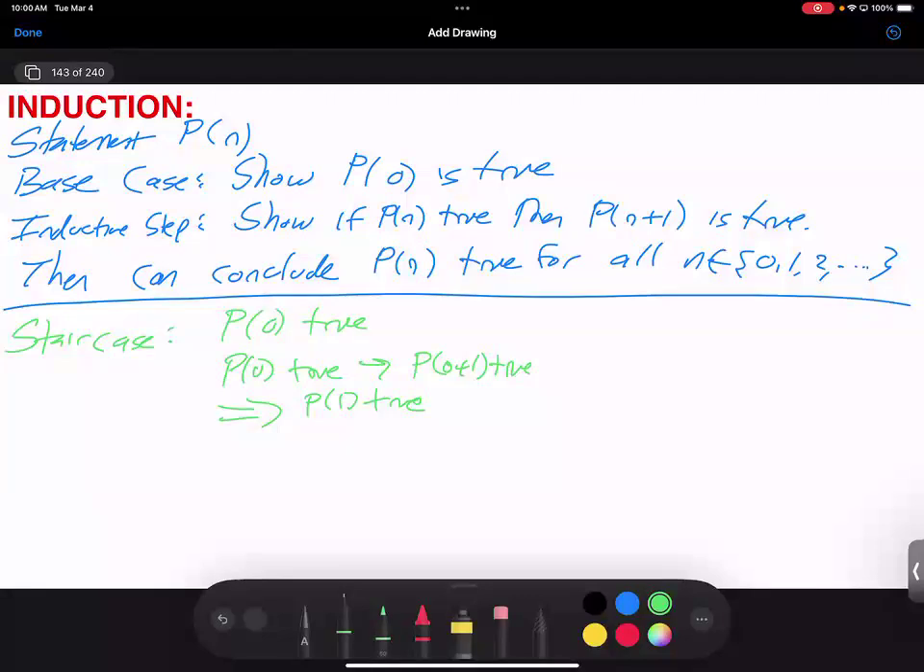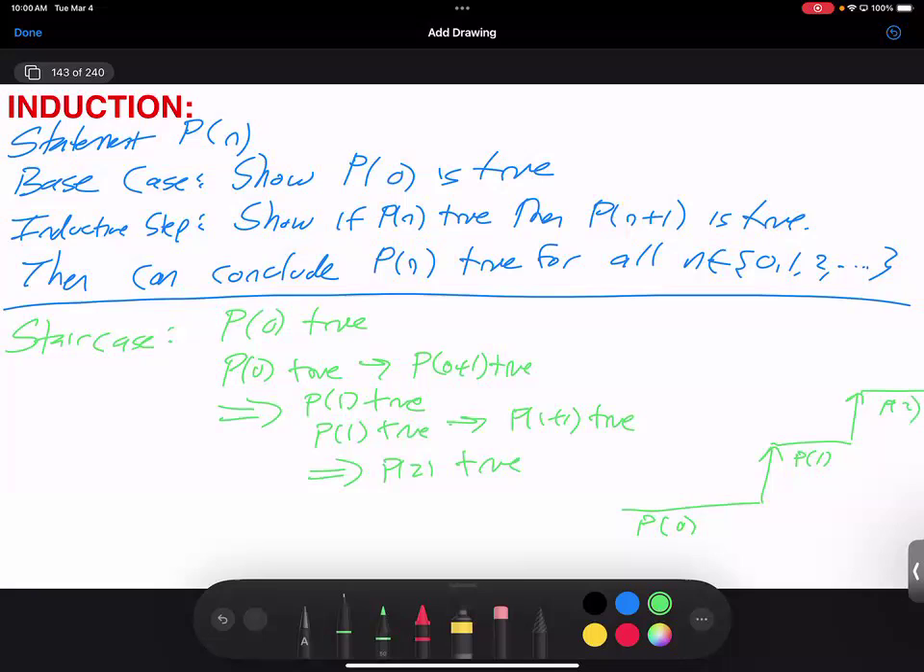Now, let's go back to the statement Pn implies Pn plus 1. What should we take for n now? We take 1. So now we know P1 is true, and P1 true implies P1 plus 1 is true. What can we deduce now? P2 is true. And we just keep marching like this. So here is P0, here's P1, here's P2. This is the ladder that you walk up.